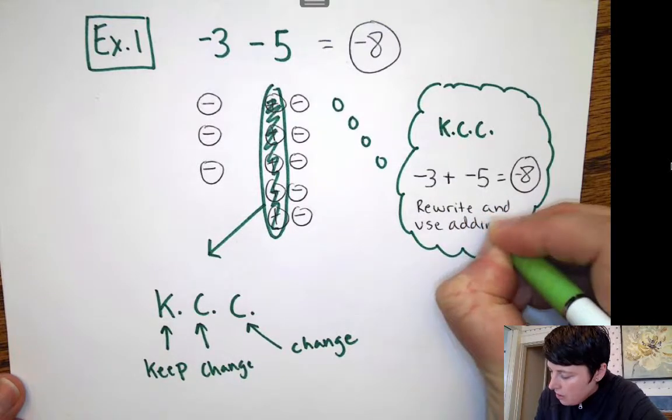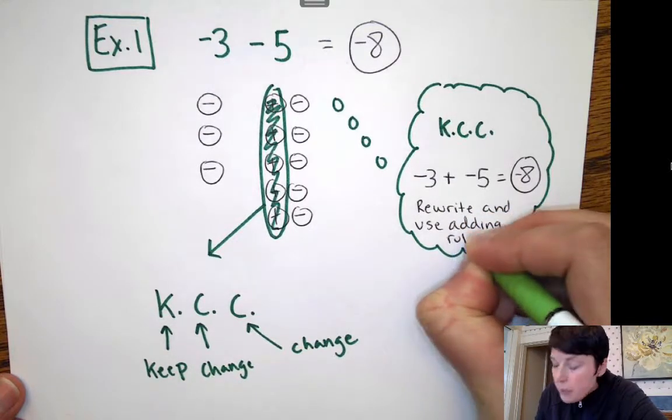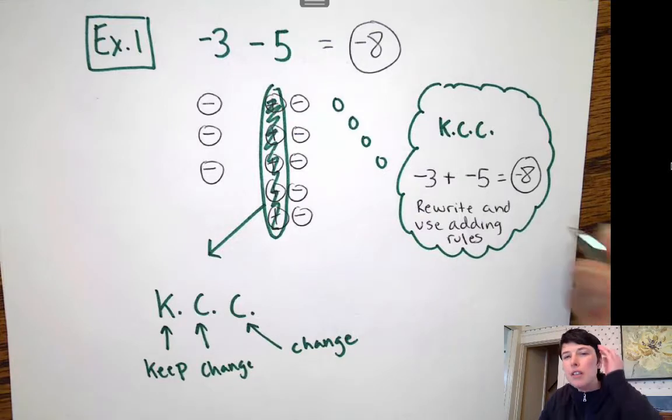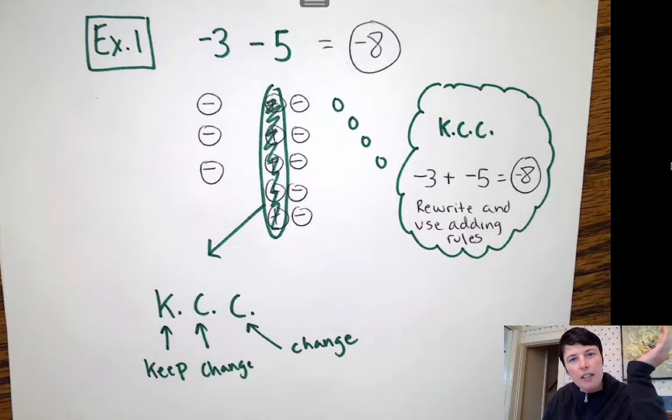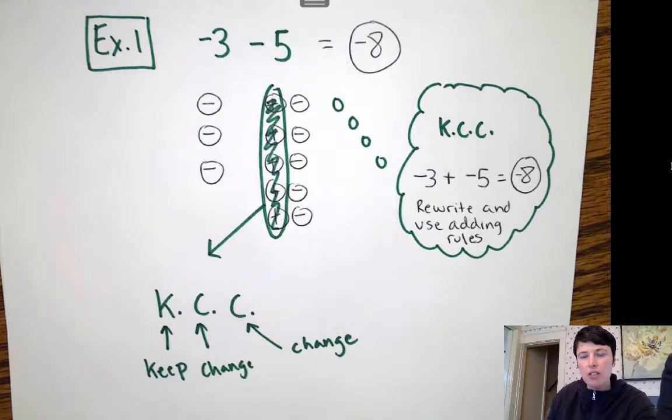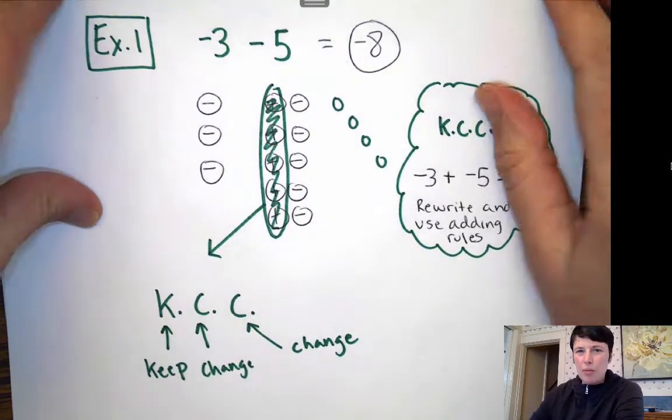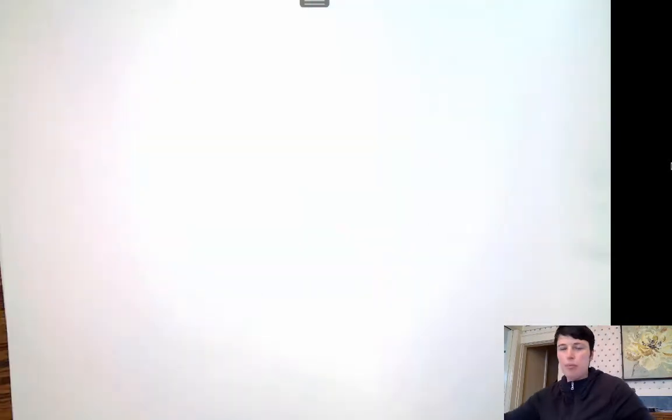That is our strategy. It means we have less to memorize. If we can really remember our adding rules really well, then we'll just KCC any subtraction problem. We'll change it to an adding problem and use those rules. But it does take quite a bit of practice to get this down. So let's practice some other problems. We'll do an example too.